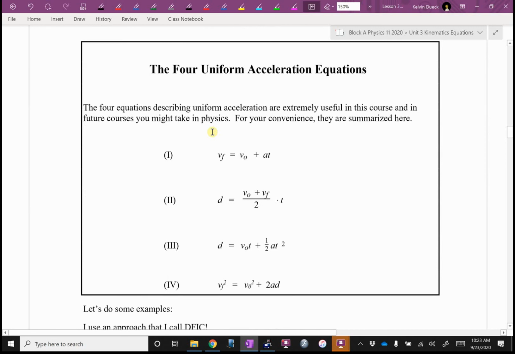Sometimes, instead of VI, especially if you're British, you'll call it V0, because that's the V at time 0. Except, does anybody know what they call a 0 in Britain? They don't even call it a 0. It's a naught, N-A-U-G-H-T. And so they would read this as VF equals V naught plus AT.